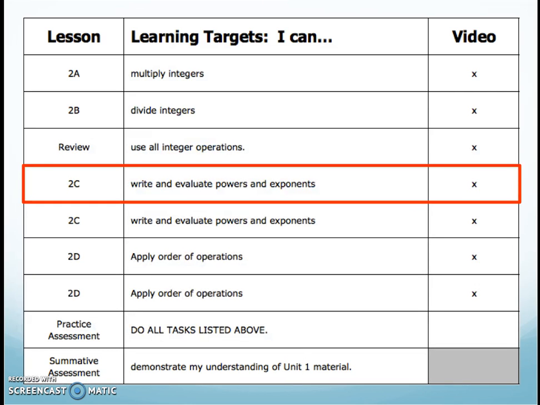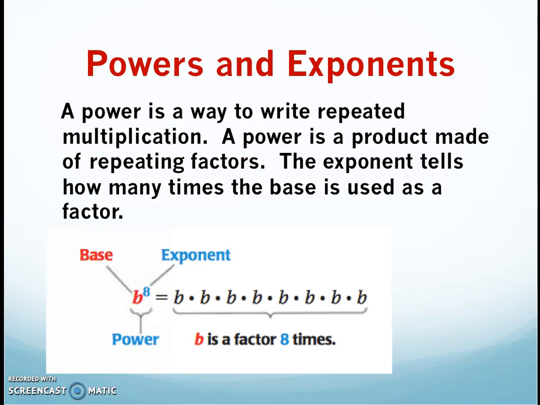All right, there we are on our study guide. We've got powers and exponents. A power is a way to write repeated multiplication. A power is a product made of repeating factors. The exponent tells how many times the base is used as a factor. So we've got our little example down here. The b is the base. That small 8 is the exponent. b to the 8th is our power.